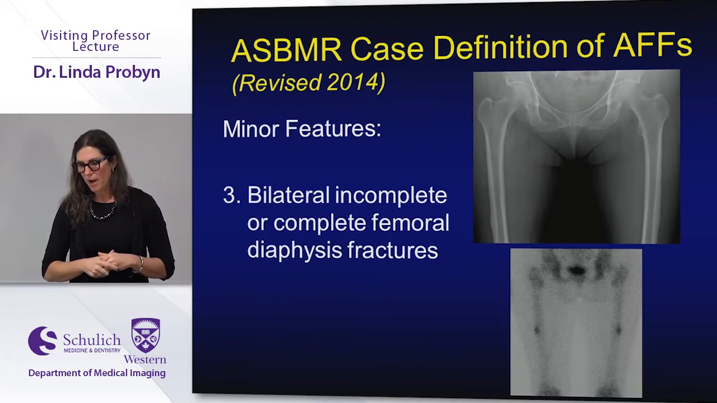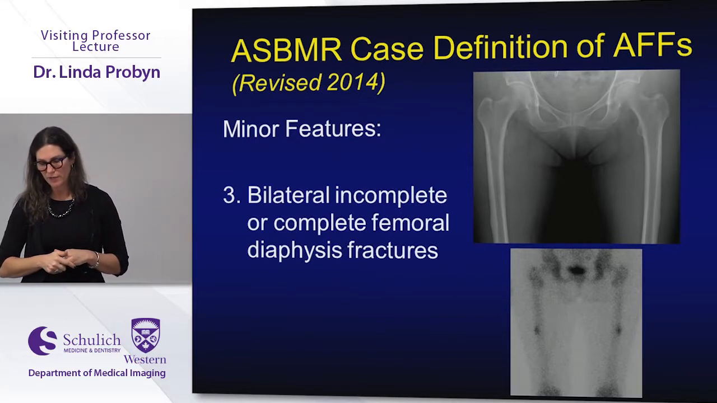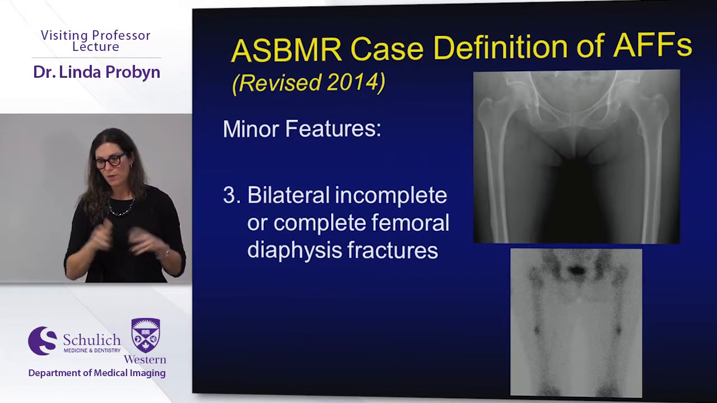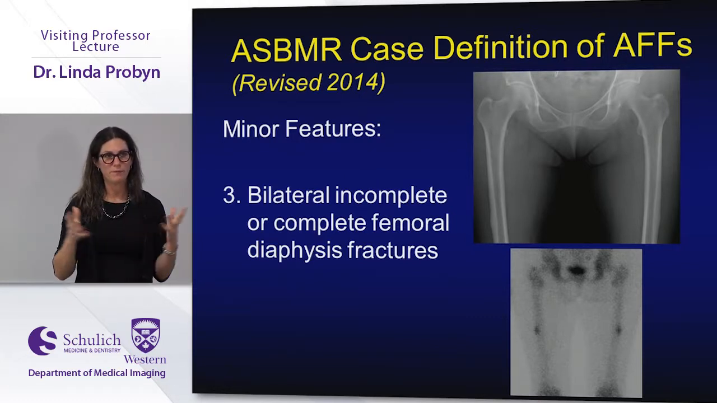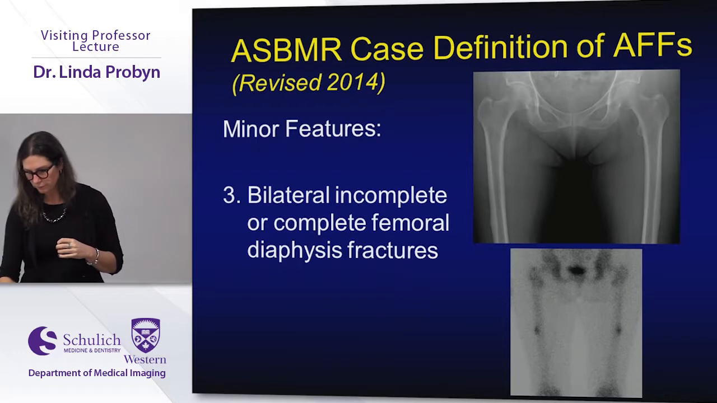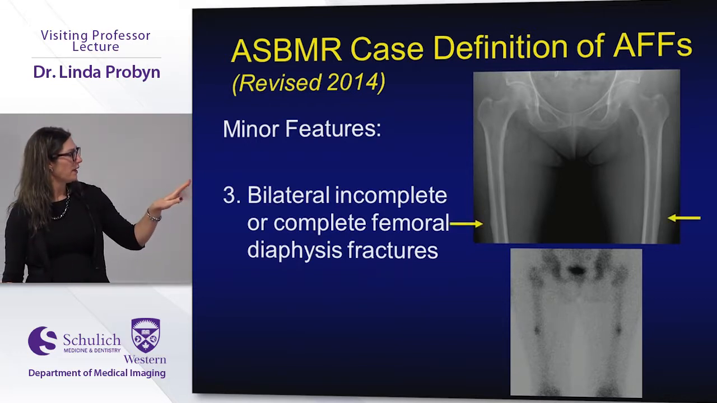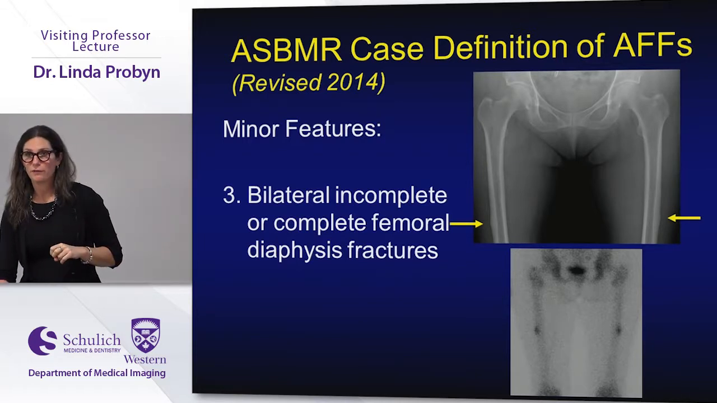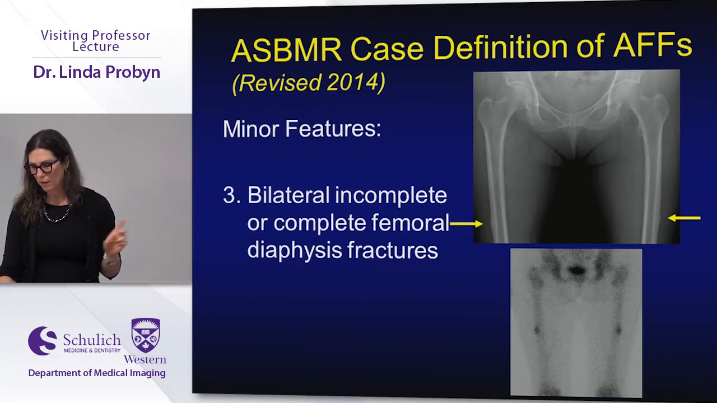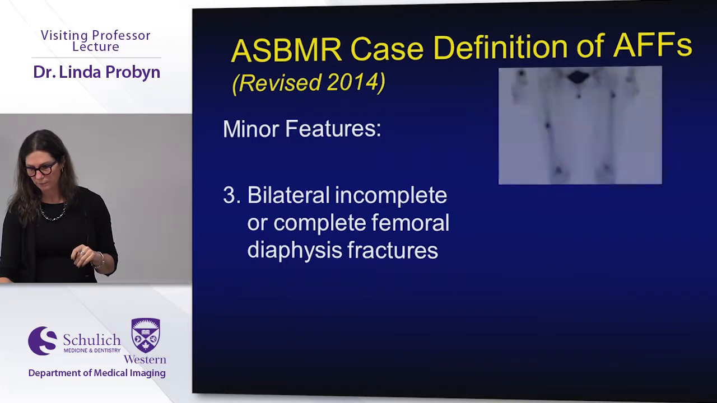Another one is bilateral, incomplete or complete femoral diaphyseal fractures. When they're bilateral, it certainly raises the suspicion of an atypical femoral fracture. Here's an example: there's a bone scan showing the bilaterality, and not so obvious on the plain films, but the bone scan in this particular case, I'm going to talk a little bit more about that later, certainly helped identify the site of abnormality here.